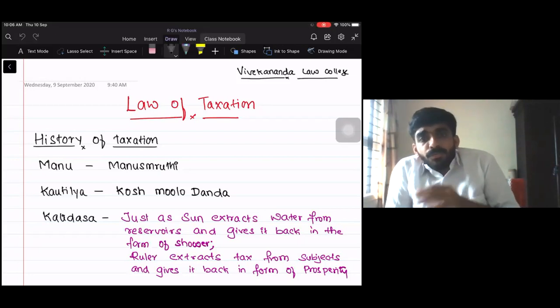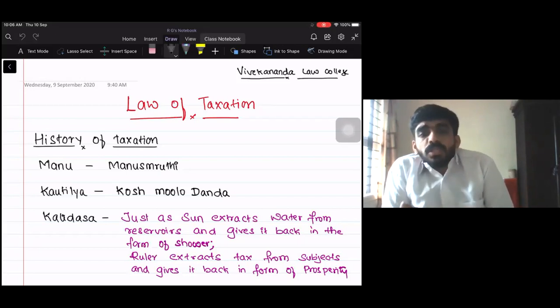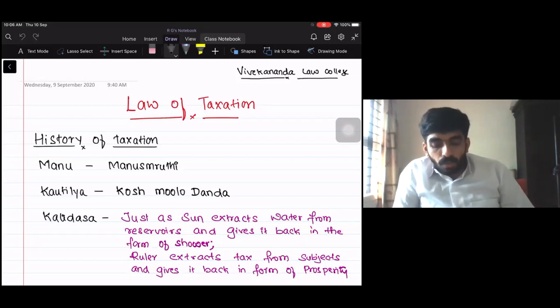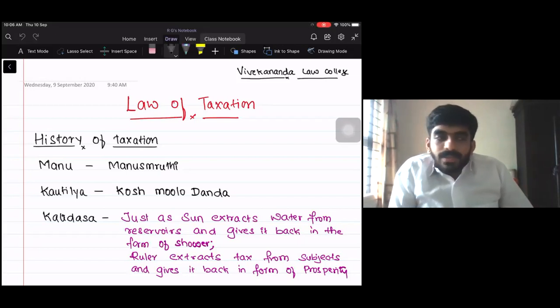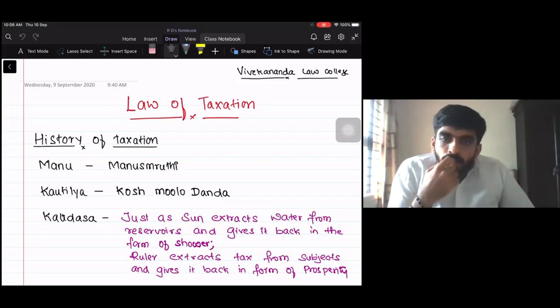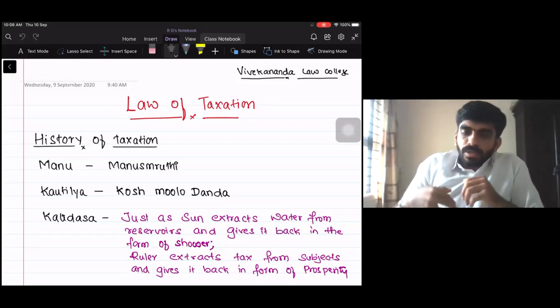Next, the famous economist, the author of Arthashastra, Kautilya, in his book Arthashastra gives us one saying: koshamulo dandaha. Even in the Income Tax Department's logo, this line is still written, and that is the base for Indian taxation. That is one more base for Indian taxation.